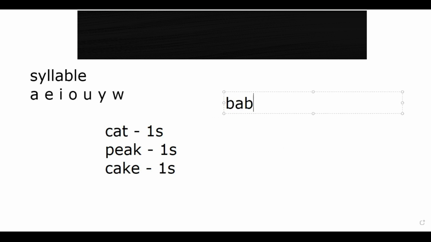The word is B-A-B-Y. How many syllables are there in this word? 2. What are they? A and Y. A is a long sound and Y is also a long E sound. So baby, 2 syllables, 2 sounds. Next, the word is P-A-P-E-R. How many syllables are there? 2. What are the vowel sounds? A and E. Pay and per. Perfect.